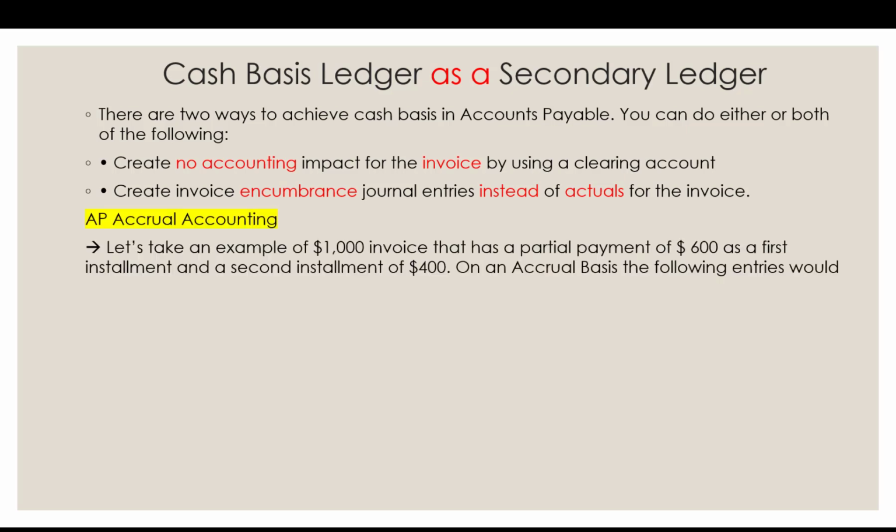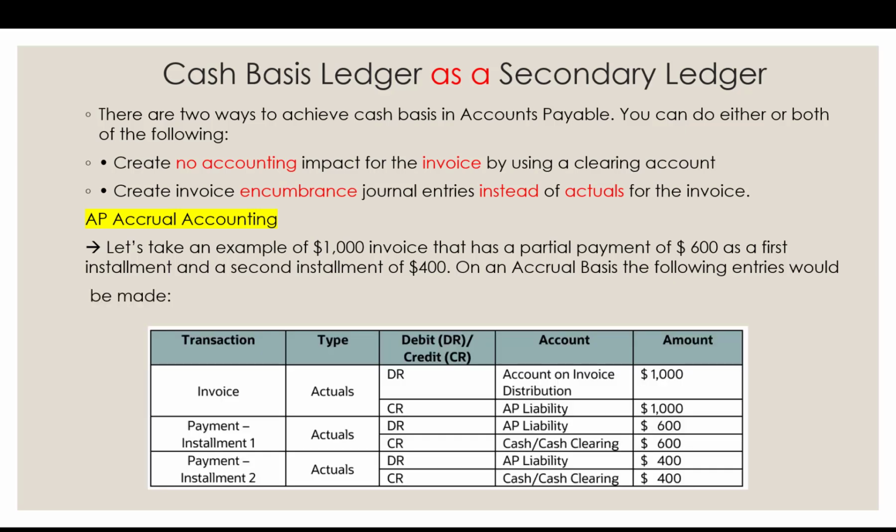Let's take an example of an invoice for $1,000 that has a partial payment of $600 as the first installment and a second installment of $400. On an accrual basis, the following entries would be made. For the invoice actuals, the account on invoice distribution is debited and liability credited by the total, which is 1,000. For payment installment 1, AP liability will be debited 600, and cash or cash clearing credited 600. The second installment will again be liability debit, credit cash or cash clearing. This is for accrual basis.